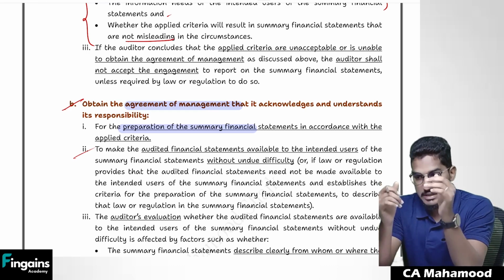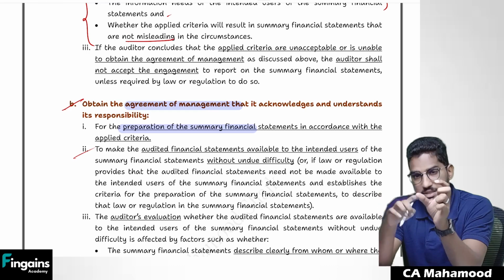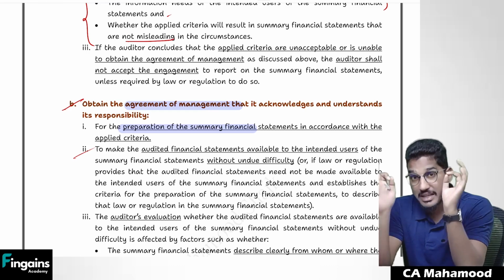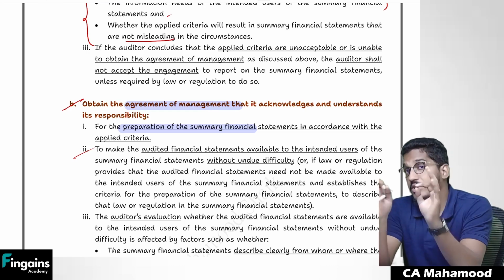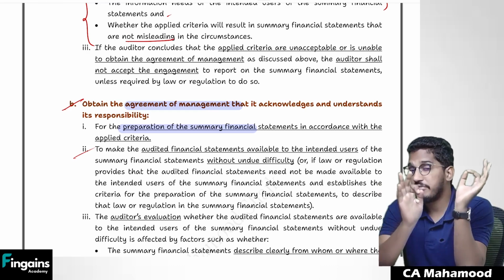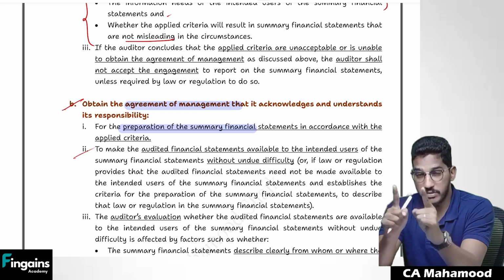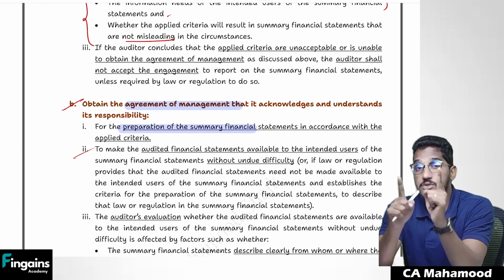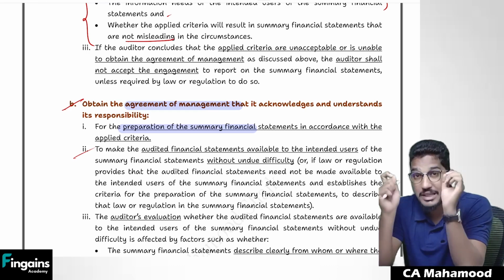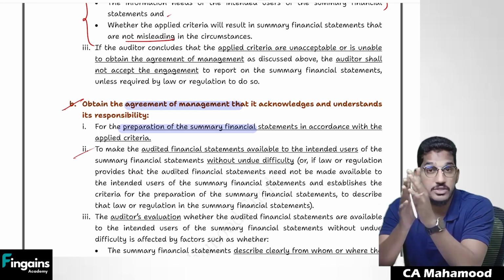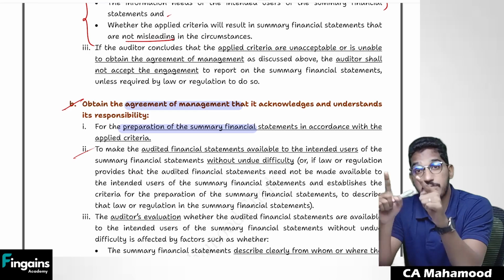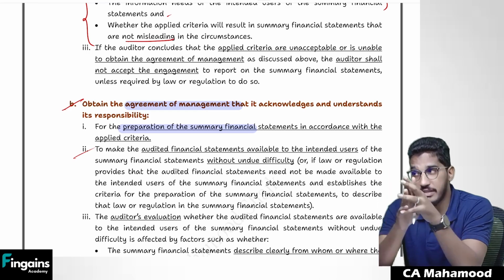Whatever may be the reason the management is preparing summary financial statements, they will circulate the summary financial statements. In addition to that, if the user wants access to the complete financial statements, it is the responsibility of the management to give access to that complete financial statements without any undue difficulty. This is also management responsibility. Ask the management to give a written commitment to me well in advance.